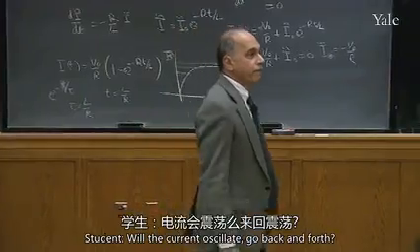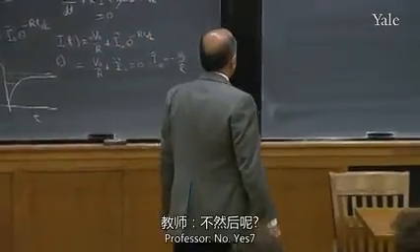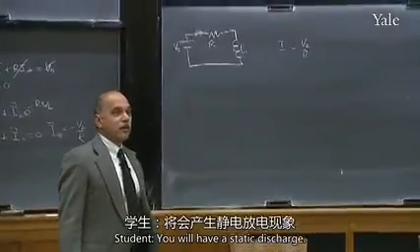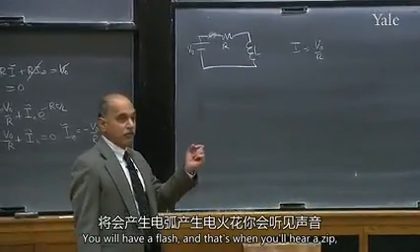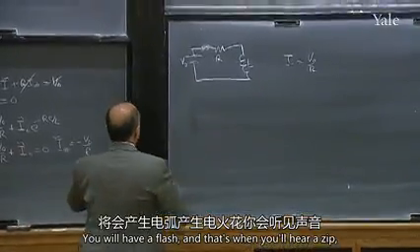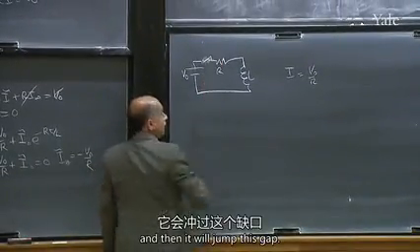Will the current oscillate, go back and forth? Nope. Would you have a static discharge? You will have a discharge. You will have an arc. You will have a flash, and that's when you will hear a zip, and then it'll jump this gap.